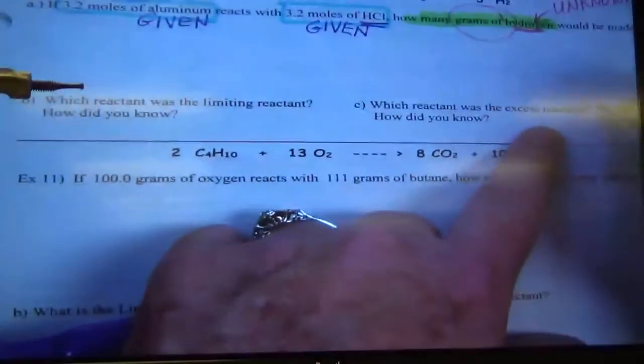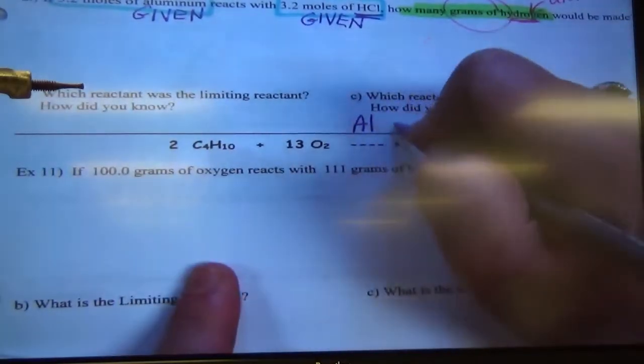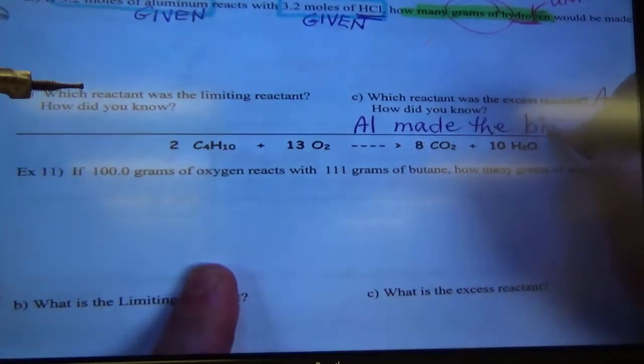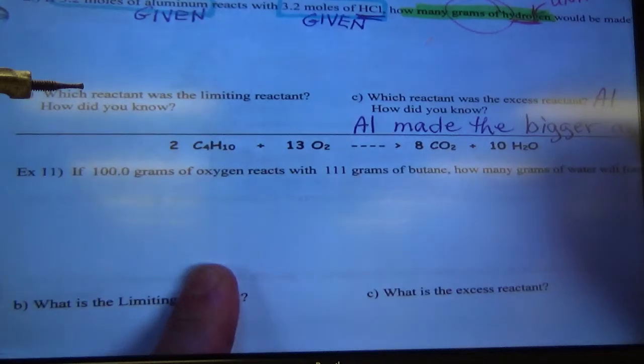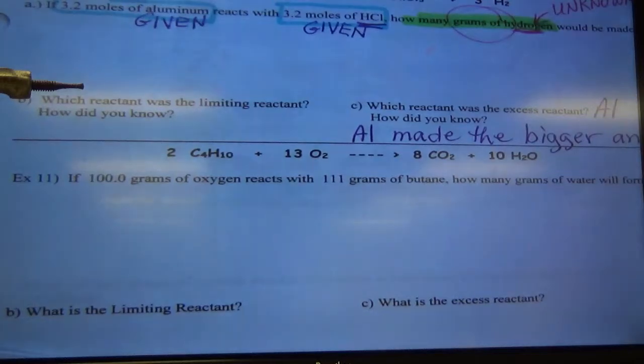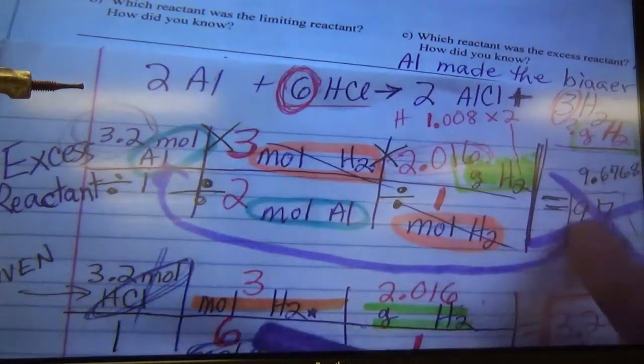Now, I'm going to write it on the notes paper, what I just said. Okay? The excess reactant is aluminum. How did I know? Aluminum made the bigger, or you can put larger, answer. That's all. Aluminum made it happen, right? Aluminum is the reason that the bigger answer happened. 3.2 moles of aluminum is too much to go with the other. It made a bigger answer.